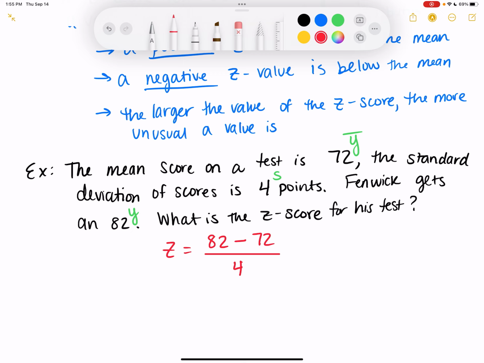Now, I am going to tell you the formula for z-score. You need to have that memorized. There will be worse that you memorize this year, but I'm just letting you know now. You have to know it.